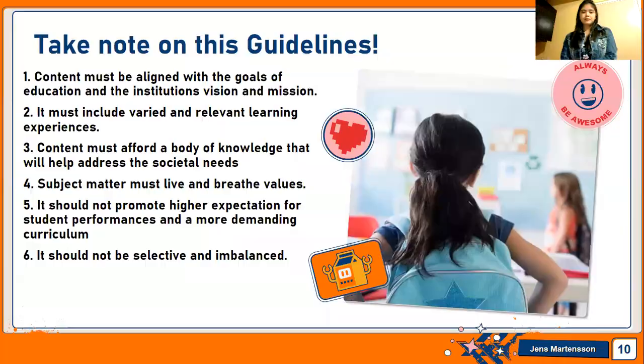So here it is. Take note of these guidelines. Content must be aligned with the goals of education and the institution's vision and mission. It must include varied and relevant learning experiences. Content must afford a body of knowledge that will help address the societal needs. Number 4, subject matter must live and breathe values. Number 5, it should not promote higher expectations for students' performances and a more demanding curriculum. And lastly, it should not be selective and imbalanced.